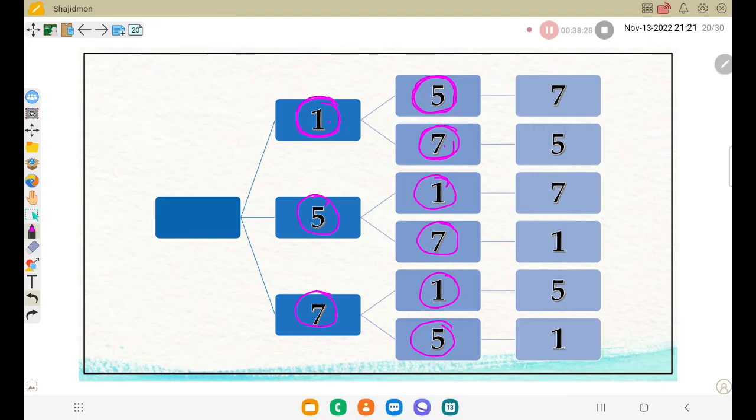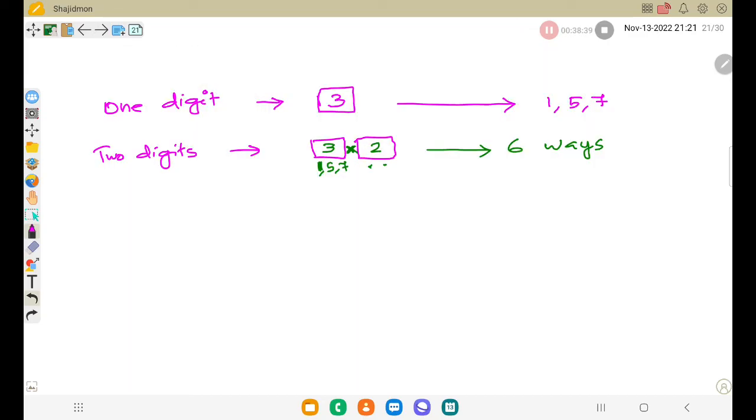You can note that down: 1, 5; 1, 7; 5, 1; 5, 7; 7, 1 and 7, 5. So these are the 6 options. Now if we go to 3 digit numbers, here this is the first digit, second digit and third digit. How many numbers can we form?